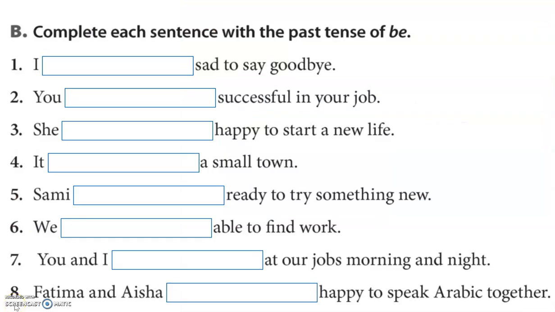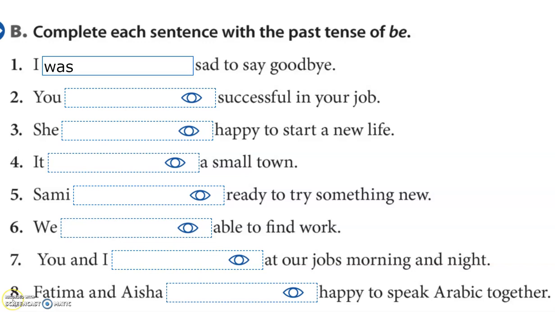Now, let's move on to exercise B. Complete each sentence with the past tense of be. We'll do the first one together. I was or were sad to say goodbye. Because it's the pronoun I, we choose was. Now pause the video and complete the rest of the sentences. If you finish, let's check the answers. Otherwise, pause the video again and come back to the answers.